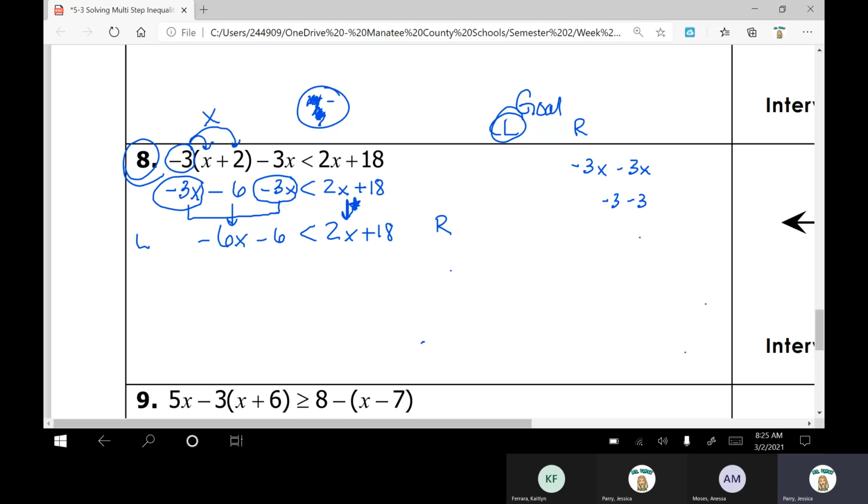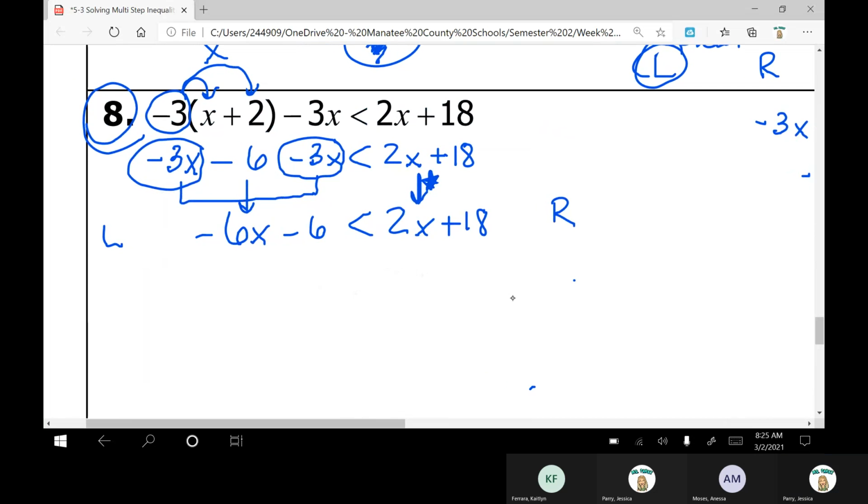And when you're moving things to the other side, you use the opposite operation. Let's look at that 2x. Ask yourself, what kind of 2x is that? This one is a positive 2x. So I put my little plus sign there. And then what's the opposite of positive 2x? Negative 2x. Or you can say minus 2x on both sides.